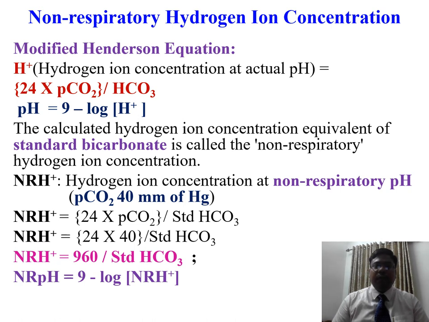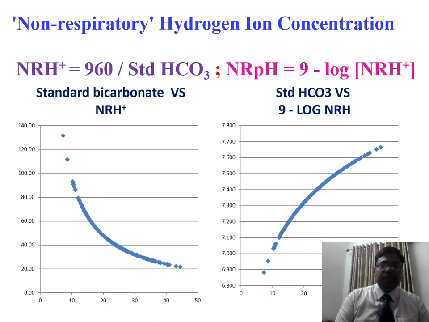So this is different from hydrogen concentration. Hydrogen concentration denotes the total pH. This is calculated using PCO2 and bicarbonate. For non-respiratory hydrogen concentration, PCO2 value is taken as 40, and instead of bicarbonate, we have to substitute standard bicarbonate. So non-respiratory hydrogen concentration is equal to 960 divided by standard bicarbonate, and NRpH, non-respiratory pH, is equal to 9 minus log of NRH plus.